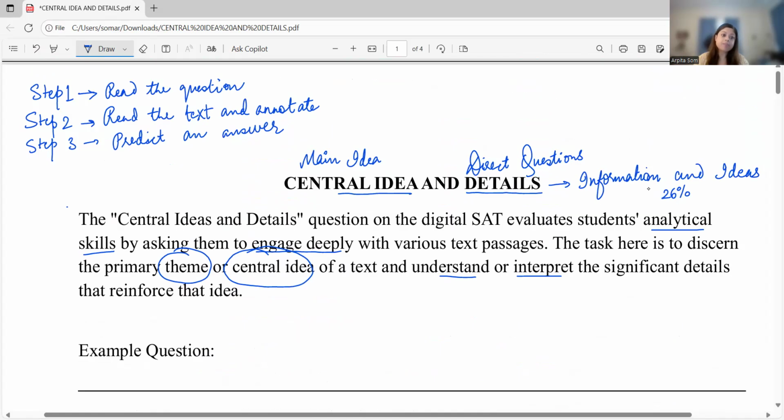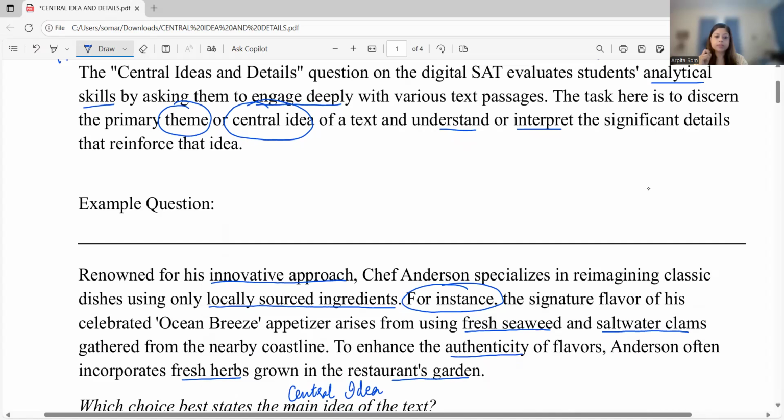All right, and step 4 is same, elimination. Okay, eliminate the choices based on your reading, based on your keywords, and based on your understanding. All right, and step 5 is reviewing your answer. Review is very important. Review is to double check whether you have selected the correct answer or not. Okay, that is how it is.